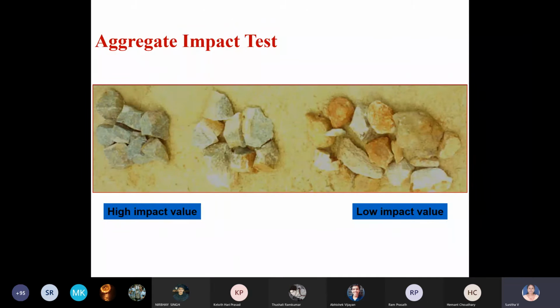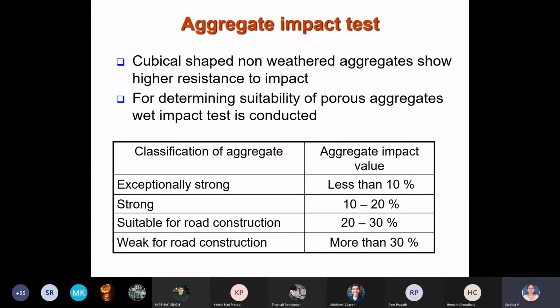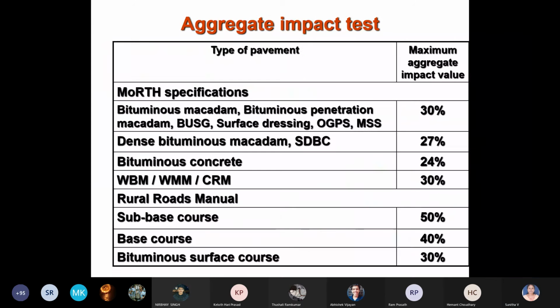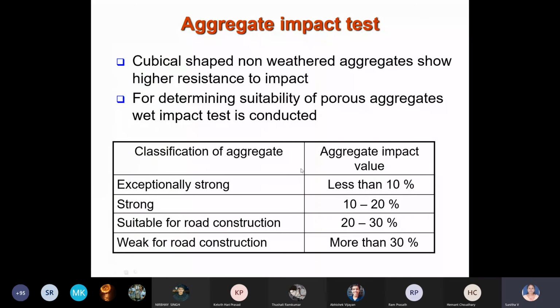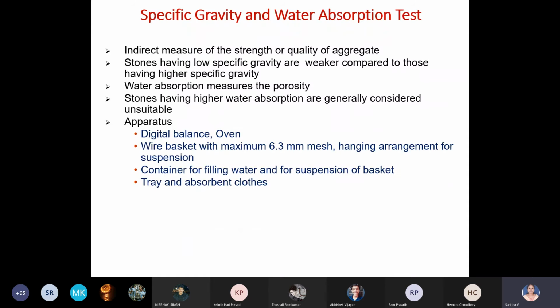So for a good aggregate, the impact value will be low, and you can see the nature of the high impact value aggregates also. Cubical shaped non-weathered aggregates show higher resistance to impact, and for determining the suitability of porous aggregates, the wet impact test is conducted.